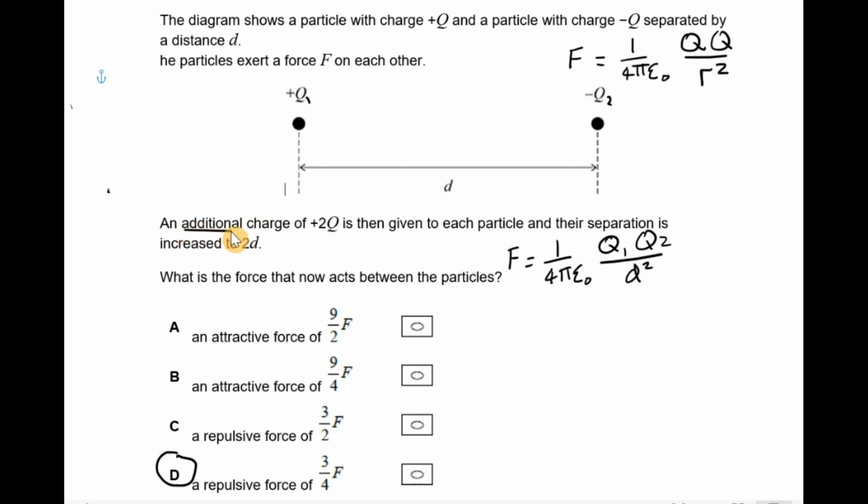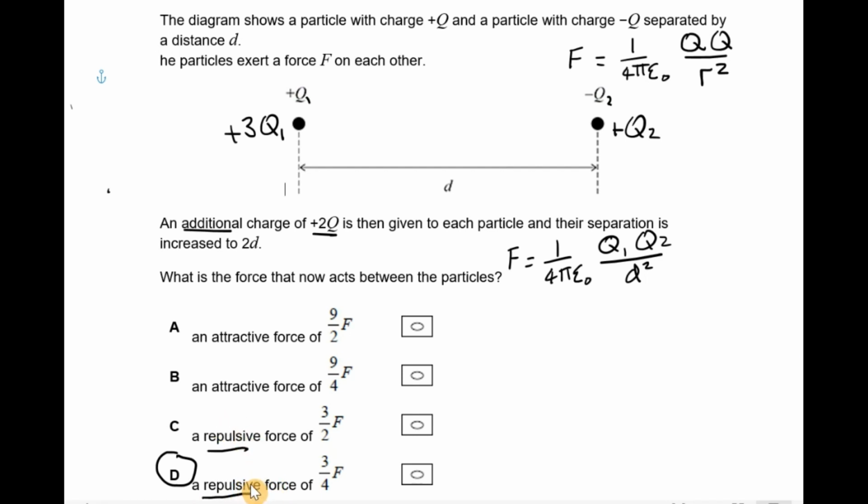We're now adding an additional charge of plus 2q onto each side, so this plus q with another 2q becomes plus 3q, and if I add plus 2q to a minus q, I'm going to end up with plus q. First of all, we can see that these are now both positive charges, so the force between them is going to be repulsive. So only C or D show a repulsive force. So it's going to be one of those two.